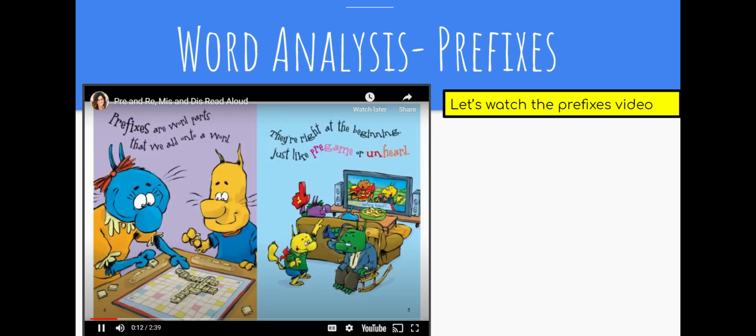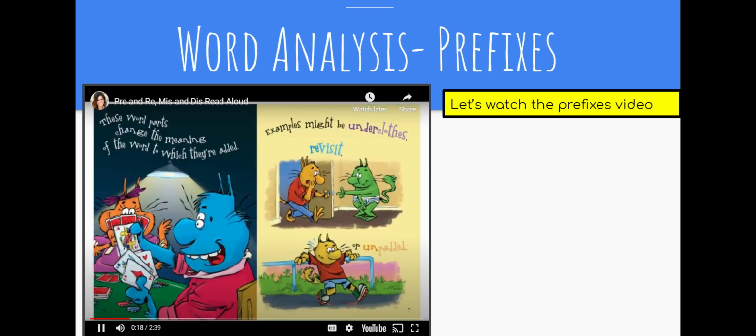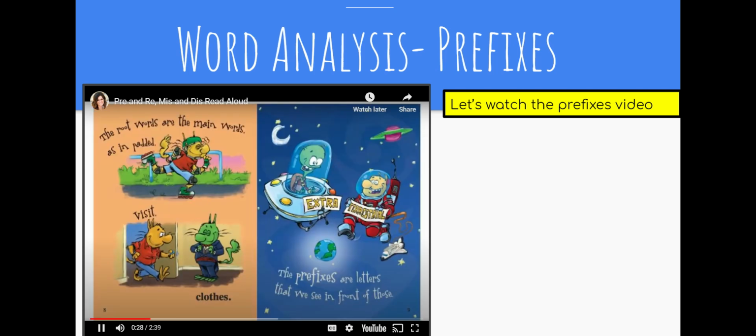Prefixes are word parts that we add onto a word. They're right at the beginning, just like pregame or unheard. These word parts change the meaning of the word to which they're added. Examples might be underclothes, revisit, or unpadded. The root words are the main words, as in padded, visit, close. Prefixes are letters that we see in front of those.